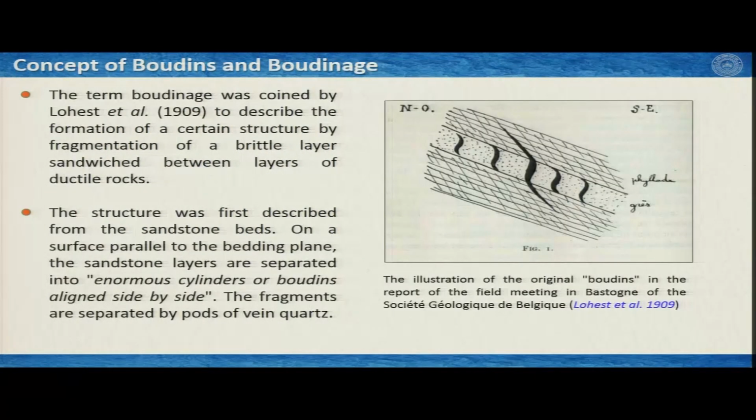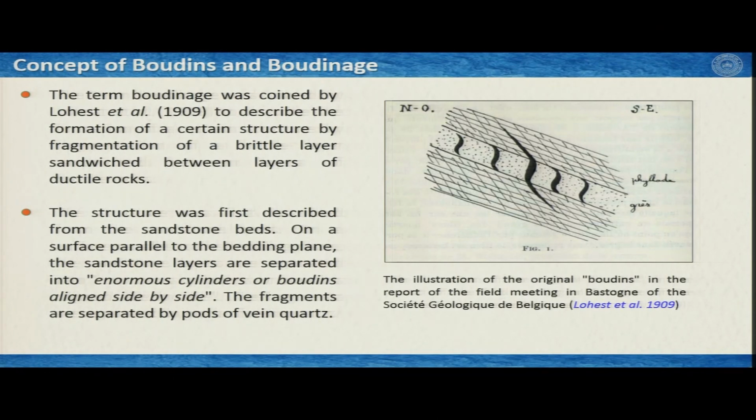Now, the term Boudinage was coined by Lohest in 1909 to describe the process of formation of a certain type of structures by fragmentation of a sheet of brittle rock, which is sandwiched between layers of ductile rocks. And the structure Lohest first figured out and described from a sandstone bed in the Bastogne region of Belgium. I do not know if I have pronounced the name of the area properly, but it spells as Bastogne. So, could be Bastong or something like that.